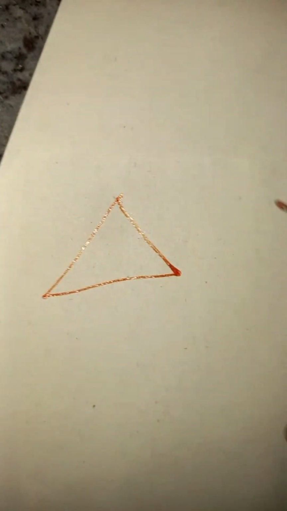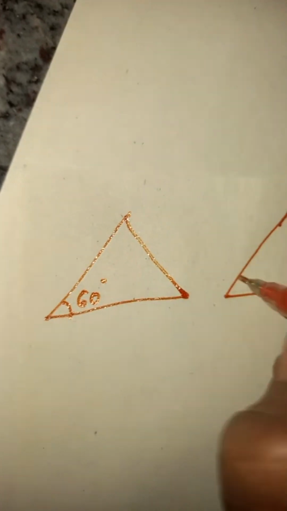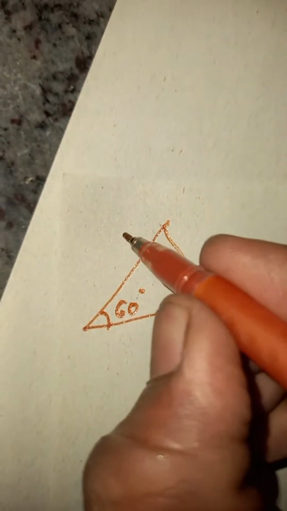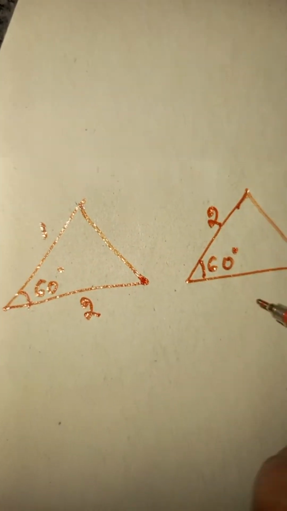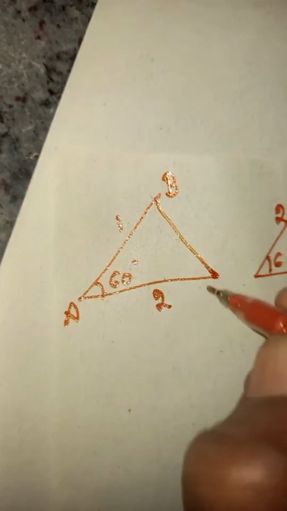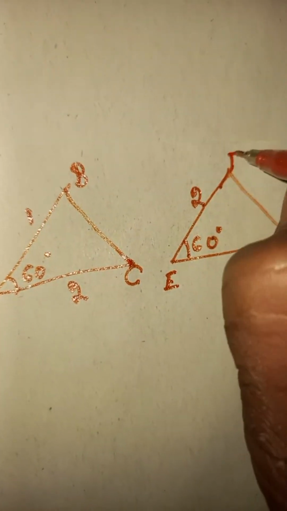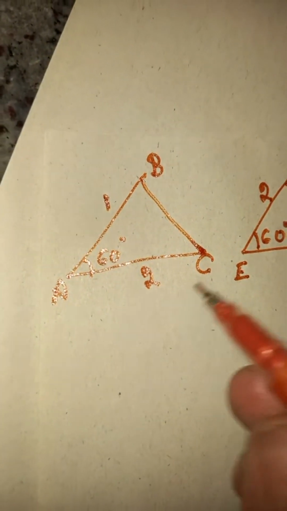If you take this triangle, they are giving two triangles, this one and this one. This angle is 60 degrees and this angle is also 60 degrees. Here the sides are 1 unit and 2 units, and here the sides are 2 units and 4 units. Here you can write triangle ABC and triangle EFG. How do we find out whether they are similar? Let's take this first.